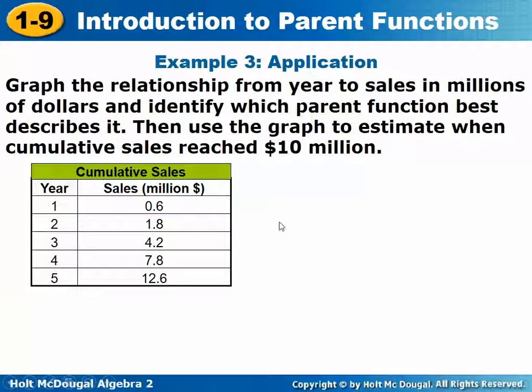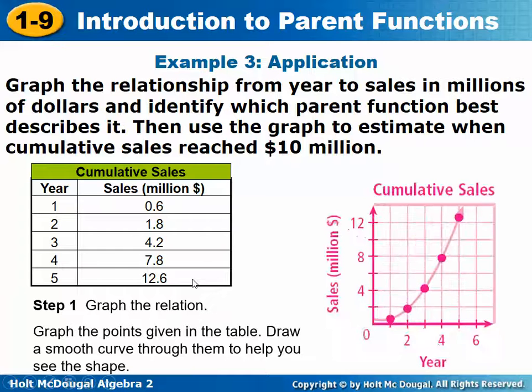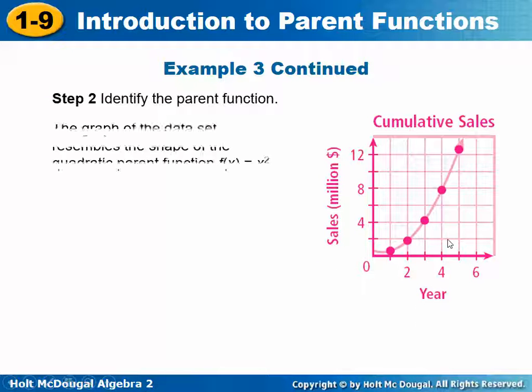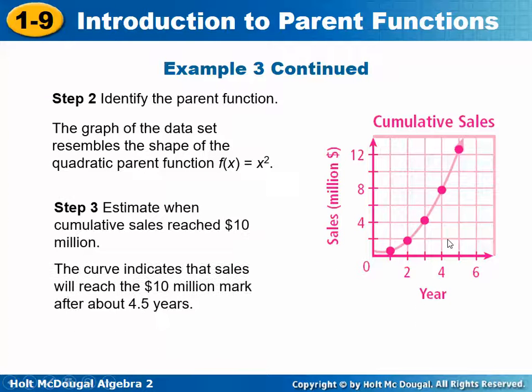And then there's an application problem where you would graph this real world data, and you could use that to estimate some future value, in this case, when will these sales reach 10 million? So here's our millions along the side. At 5, it was at 12.6, so 10 million is right about here. You can see that the parent function looks like a part of y equals x squared, and you could estimate that that's going to happen at about 4.5 years.